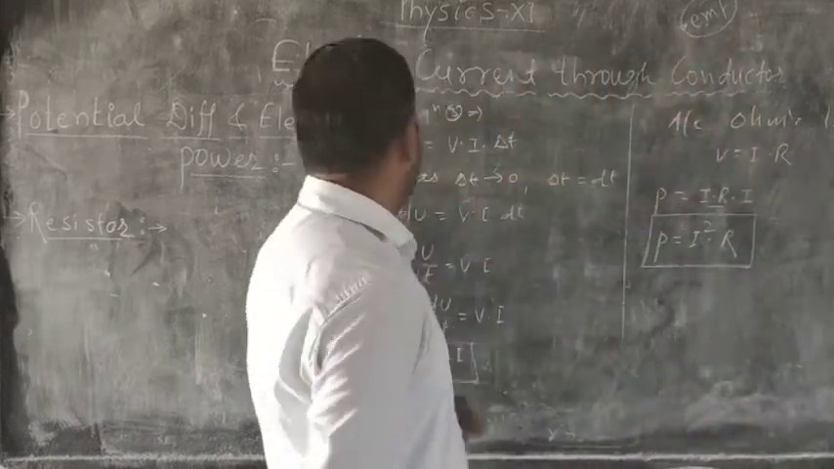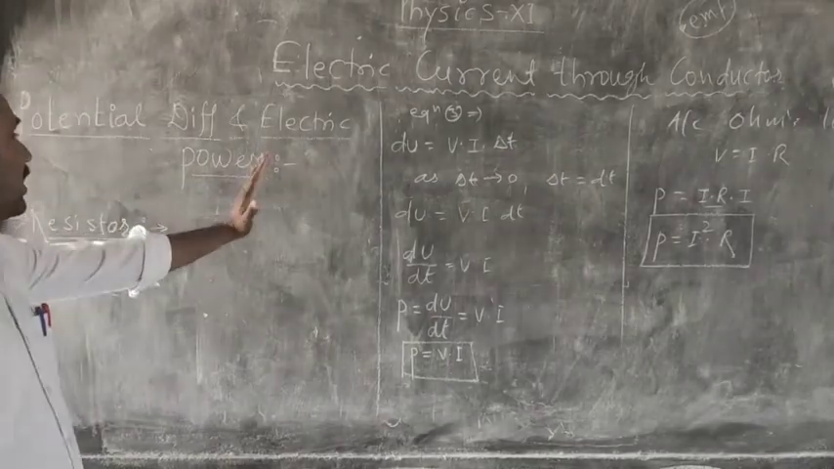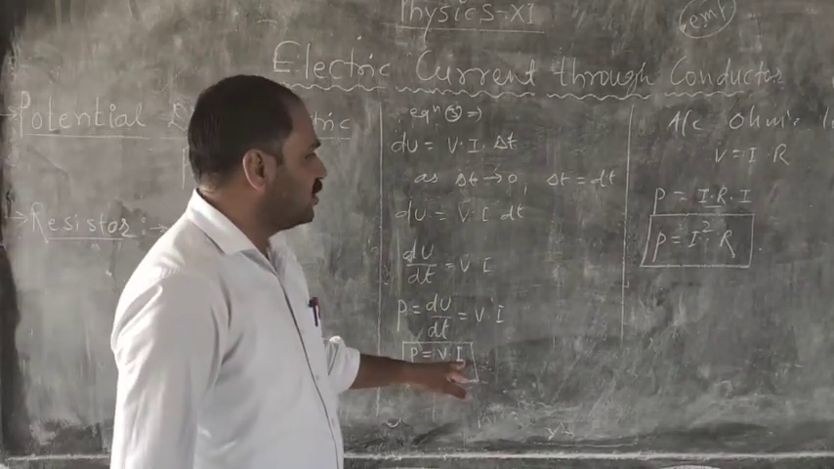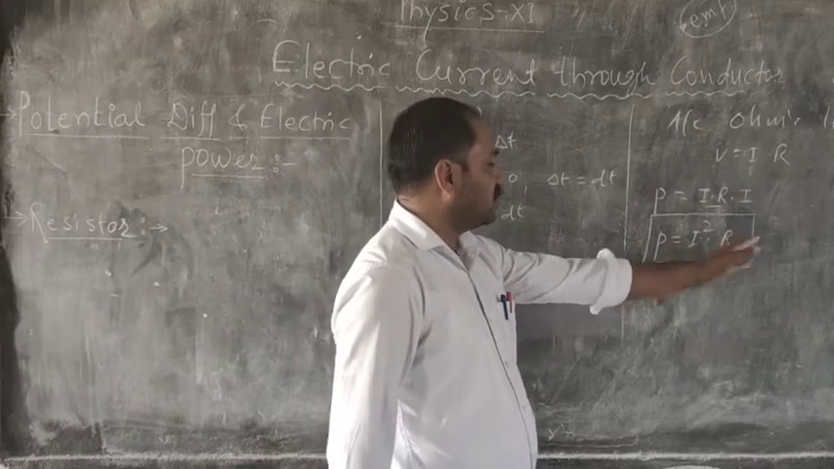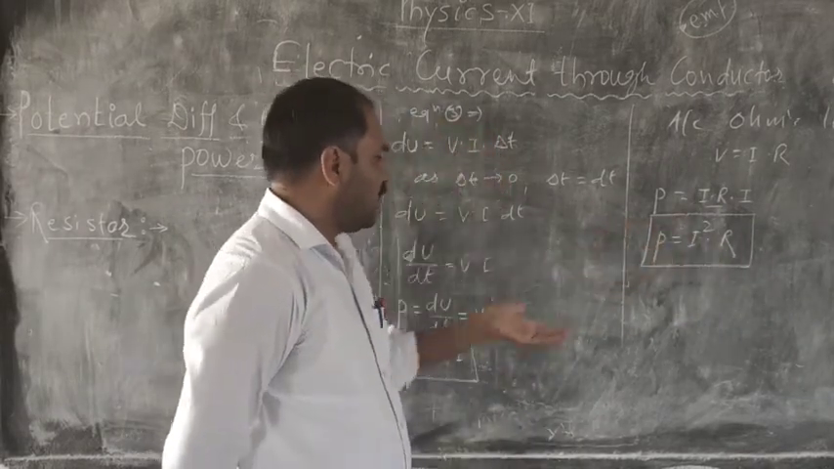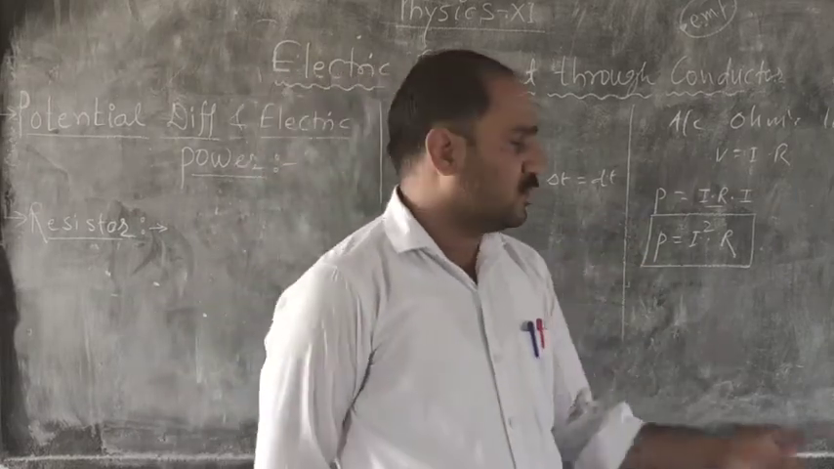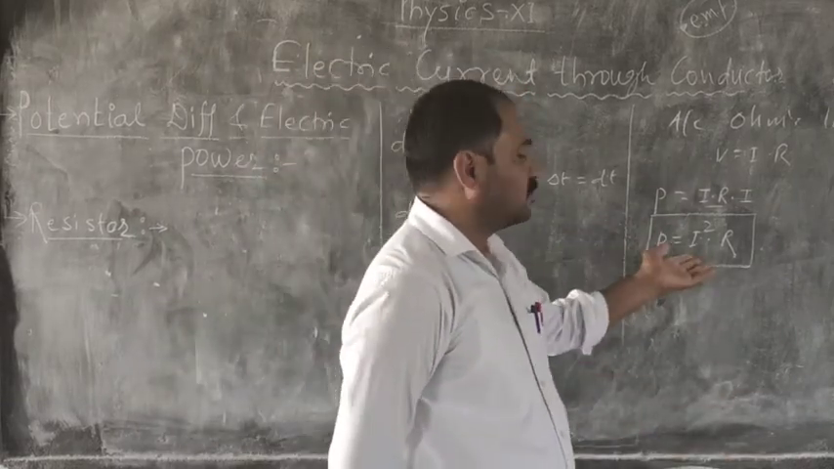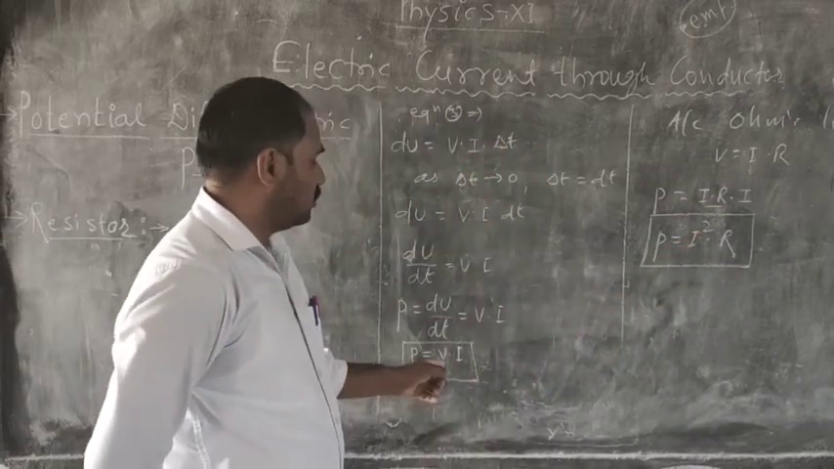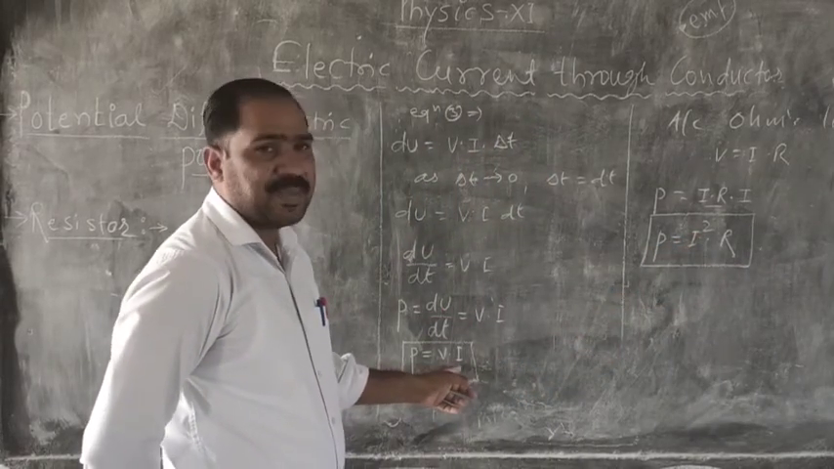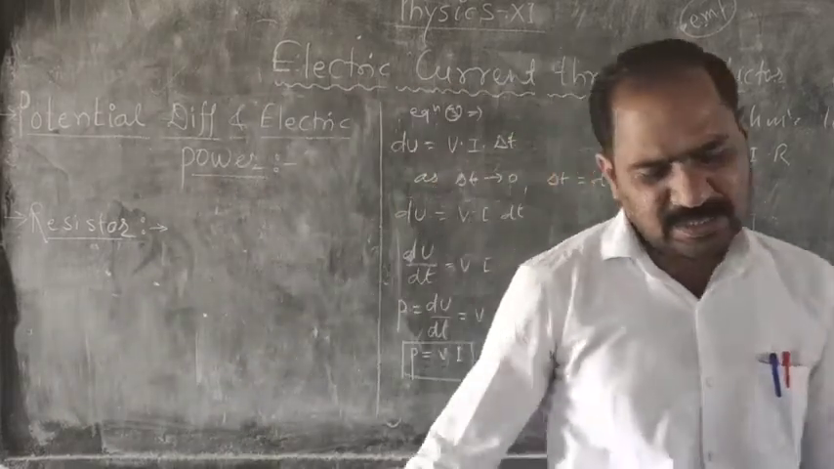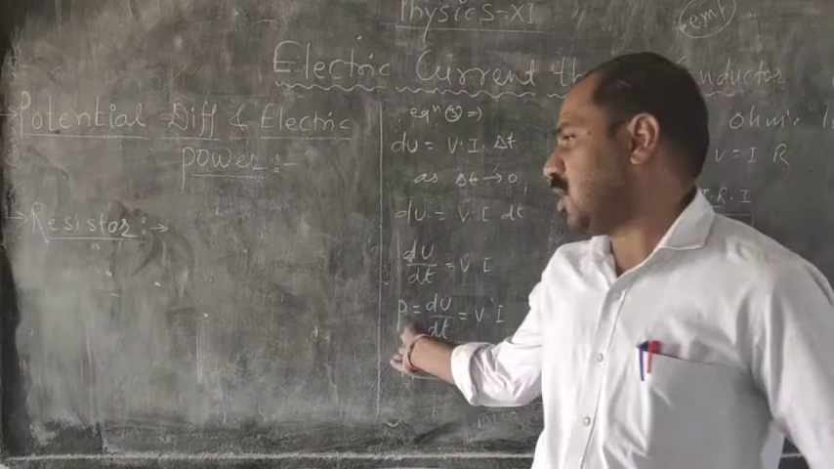So this is the point, potential difference and the electric power. Electric power is given by the V into I. Again P is equal to I square into R. You can get here the unit and dimensions of the power, and here ampere square ohm, here volt ampere. So you can find the unit, but unit is same in both the formulas.